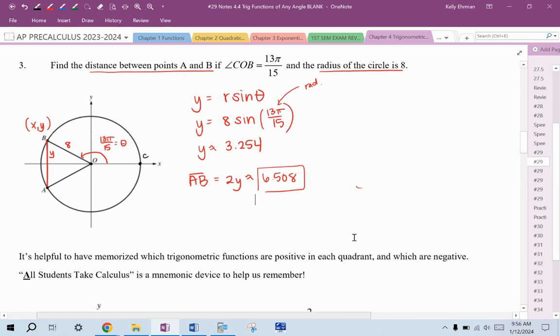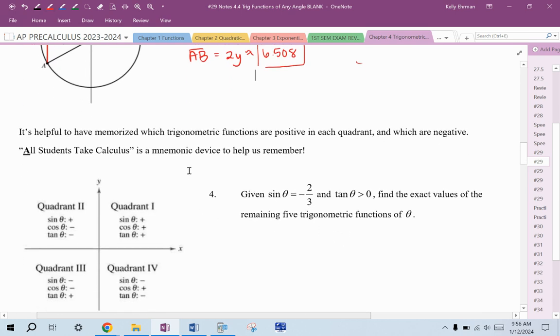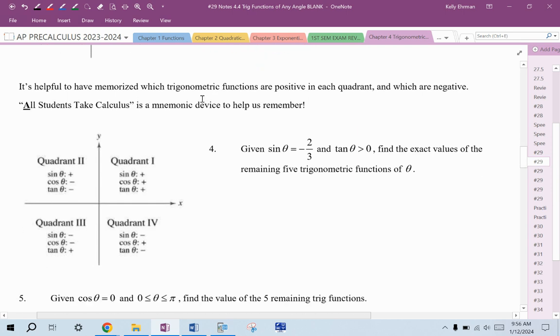All right, last idea for today. It's helpful to know and have memorized which trig functions are positive and which are negative, depending on which quadrant you're in. So we have a mnemonic device to help us remember that. All students take calculus. This helps you remember that all of the trig functions are positive in quadrant 1 because all of the x and y coordinates are positive there, right? You have x, y. And then students is for S to remind us that sine is the only positive value in quadrant 2. That's because all of the x's are negative, but the y's are positive in quadrant 2.